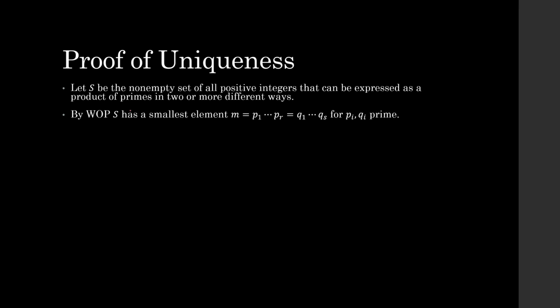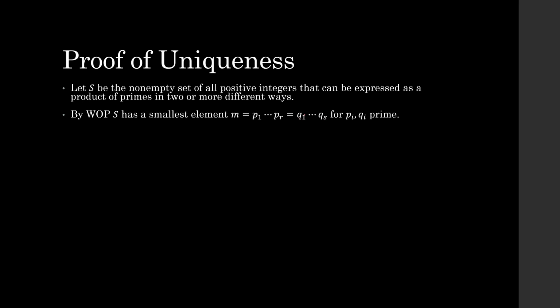So by the well-ordering principle, S is going to have a smallest element m. And so m is going to be p1 times ... times pr, right? So p1 times p2 times p3 all the way to pr. But it's also going to be equal to q1 all the way up to qs. And this is where all of those p's and q's are prime, right? And so the fact that it's in S means that these two products here are different.